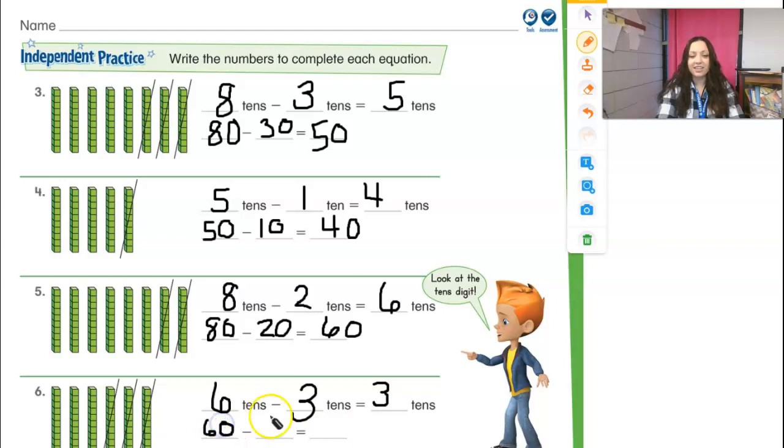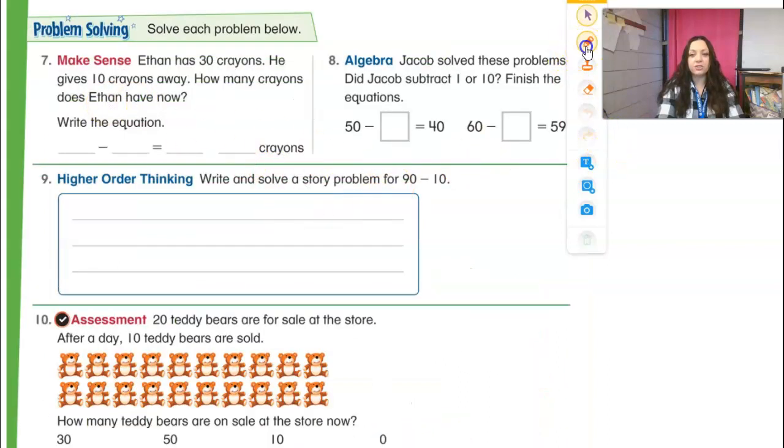60. Very good. And then 3 tens is how much? 30. Good job. And then we already said 3 tens is 30. So if 6 take away 3 is 3, 6 tens or 60 take away 3 tens, which is 30, equals 30.